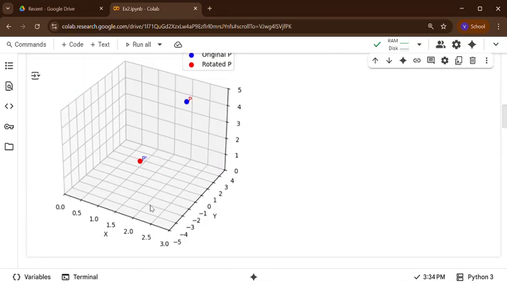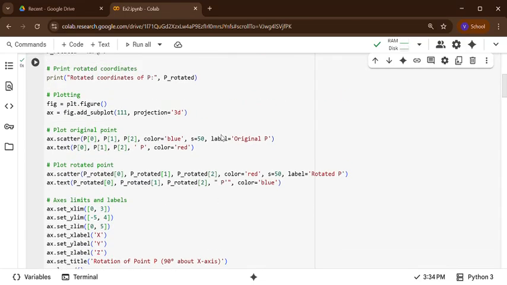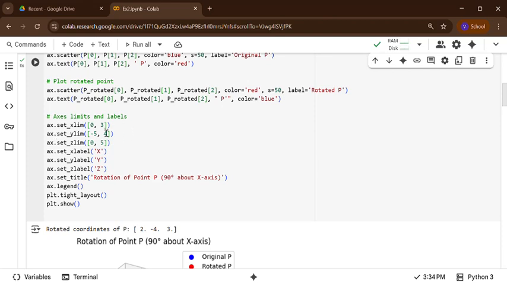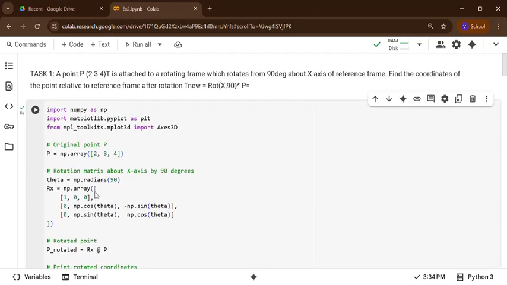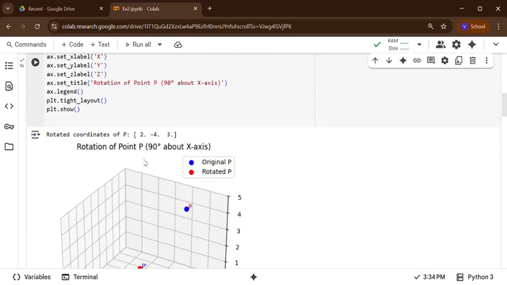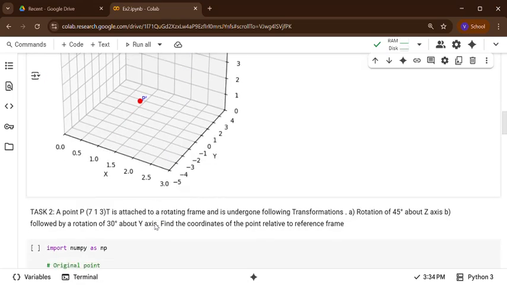Then we have to give the x label, y label. Then only you have this x, y. For that, the limits should also be given, 0 to 3, minus 5 to 4. This limit, labeling, title, legend. This legend has to be done, and it should be tight layout so that there is no overlapping, and show. So this is how you can see the new location. Okay. So these are the coordinates of the rotated one. So this is the first exercise.